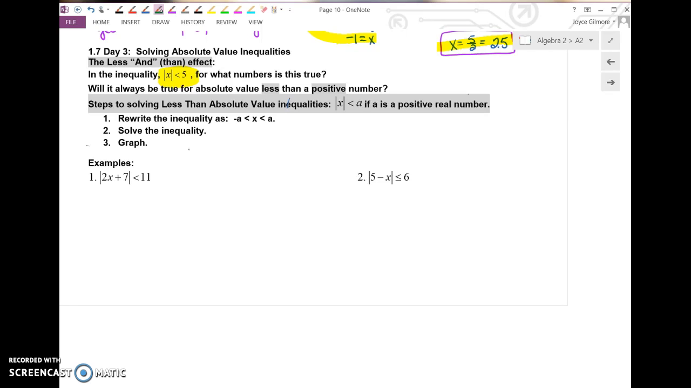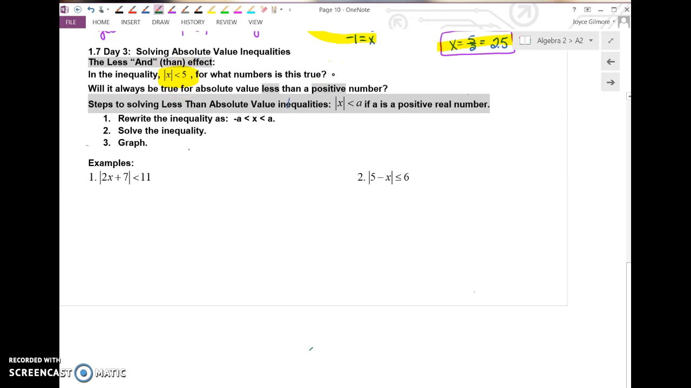0, 1, 2, 3, 4. All of those numbers, the absolute value of them is less than 5. 1 is less than 5. 4 is less than 5. Because it's absolute value, that would also count negatives. So negative 1, the absolute value of negative 1 is positive 1, which is still less than 5. What about negative 7? The absolute value of negative 7 is 7, and 7 is bigger than 5.